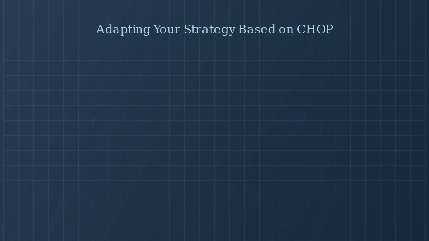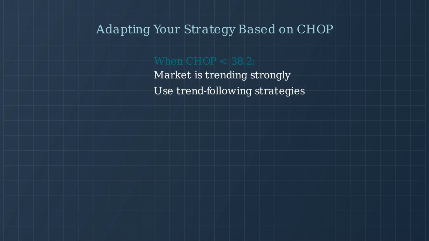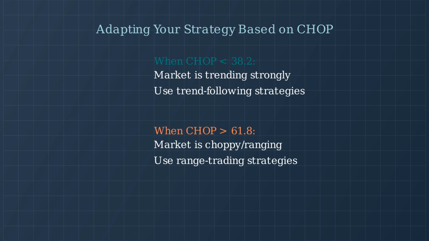The key to improving your trading performance is adapting your strategy based on the Choppiness Index readings. When CHOP is below 38.2, the market is trending strongly, making trend-following systems like moving averages and breakout strategies more likely to succeed. When CHOP is above 61.8, the market is choppy or range-bound, making counter-trend strategies like mean reversion and support resistance trading more effective.